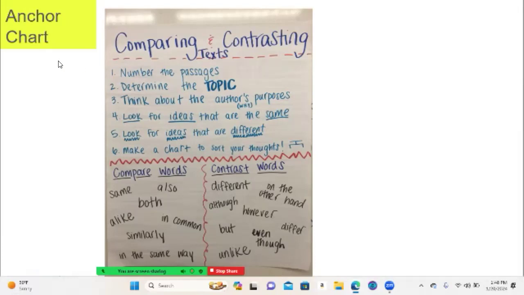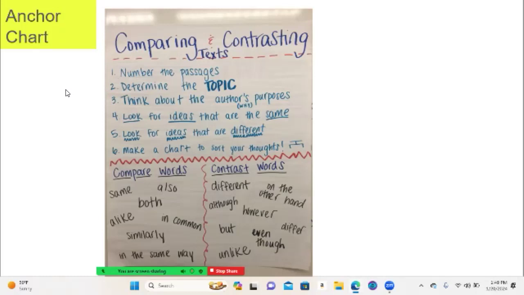All right. Number 4, look for ideas that are the same. So while we are comparing the two stories, we're going to look for anything that is similar in both stories. Number 5, look for ideas that are different. We're going to contrast those stories. Number 6, make a chart to sort your thoughts.